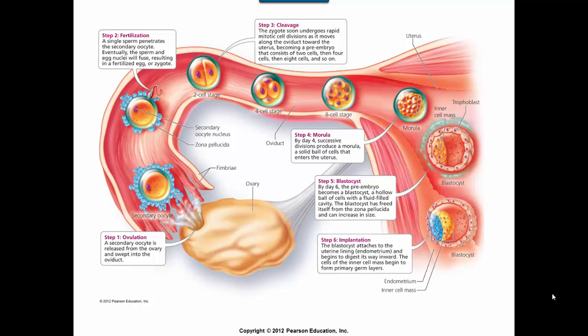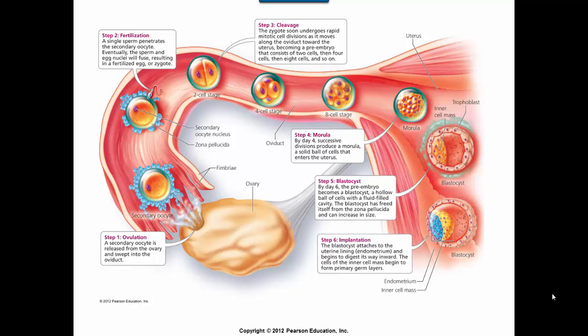Cleavage occurs. The zygote soon undergoes rapid mitotic cell divisions as it moves along the oviduct towards the uterus, becoming a pre-embryo that consists of 2 cells. This will become 4 cells, doubling, 8 cells, and so on. Eventually, it's termed a morula by day 4, when the successive divisions produce the morula, which is a solid ball of cells entering the uterus.